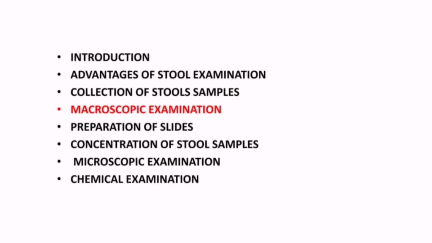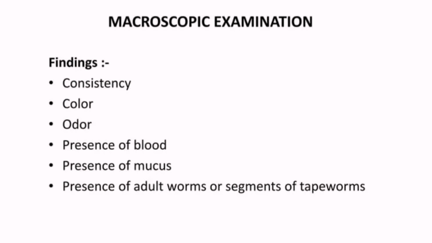First, we have to do the macroscopic examination. Macroscopic examination of stool includes the stool consistency, color, odor, presence of blood, mucus, and adult worms or segments of tapeworms that can be seen by our naked eye. That's why it's called macroscopic examination.